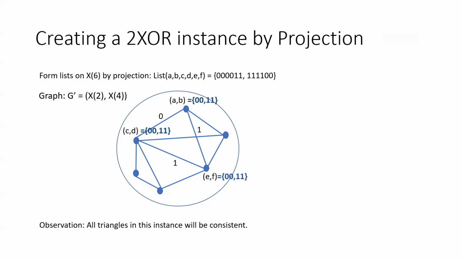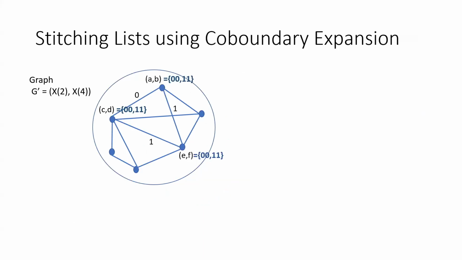Okay, and you can observe that all triangles in this instance will be consistent. And this is just because the triangle actually corresponds to a list on the union of the lists. Okay, so now we have the setup for Coboundary expansion. If you assume this graph is a Coboundary expander, then if all triangles are consistent, which they are, you can actually get a vertex assignment that satisfies all the edges.